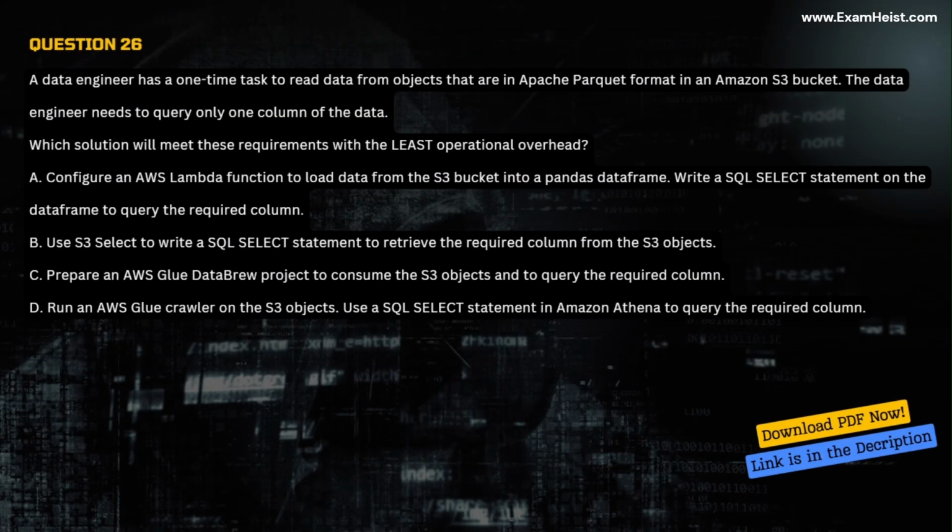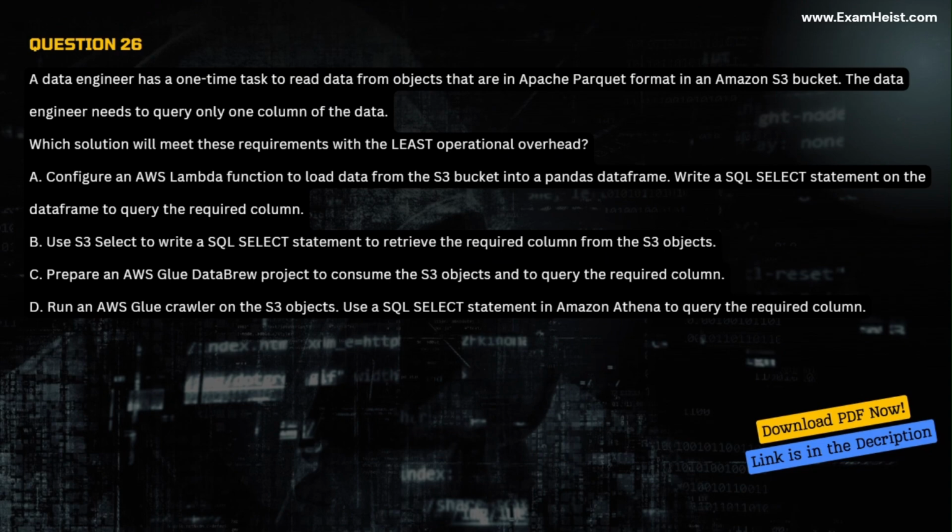Question 26. A data engineer has a one-time task to read data from objects that are in Apache Parquet format in an Amazon S3 bucket. The data engineer needs to query only one column of the data. Which solution will meet these requirements with the least operational overhead? A. Configure an AWS Lambda function to load data from the S3 bucket into a Pandas data frame. Write a SQL select statement on the data frame to query the required column. B. Use S3 Select to write a SQL select statement to retrieve the required column from the S3 objects.